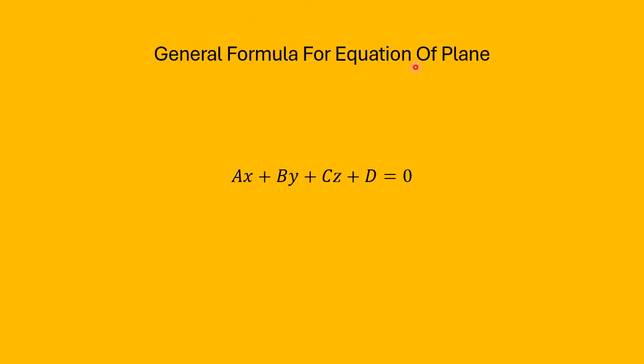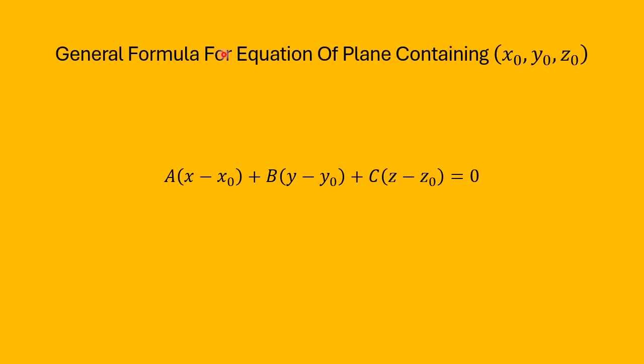So here is a general formula for the equation of a plane. Some constant times x plus some constant times y plus some constant times z plus a constant equals 0. This will be the equation of a plane as long as a, b, c, and d are not all equal to 0. The general formula for the equation of a plane containing the point with coordinates x naught, y naught, z naught is a constant a times (x minus x naught) plus b times (y minus y naught) plus c times (z minus z naught) equals 0.